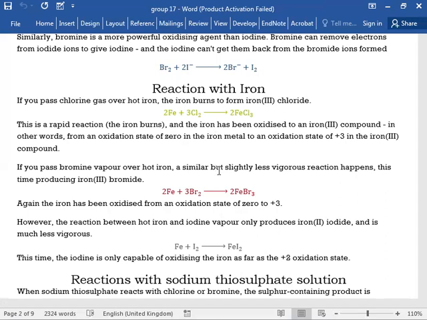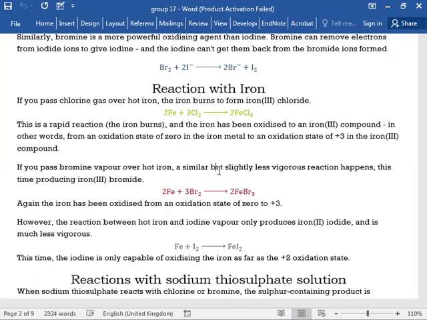So from this, chlorine and bromine cannot be told apart. We have already decided, when we compared them with each other, that we figured out chlorine is the strongest oxidizing agent out of the three. You've already figured that out. But in this reaction, we cannot differentiate between chlorine and bromine. The only way we can differentiate is by figuring out how vigorous the reaction is. The reaction with bromine is less vigorous than it is with chlorine.